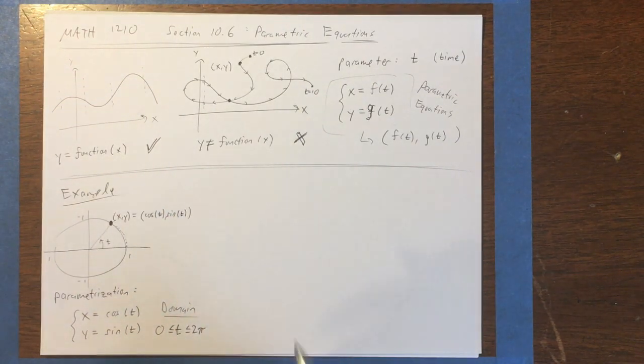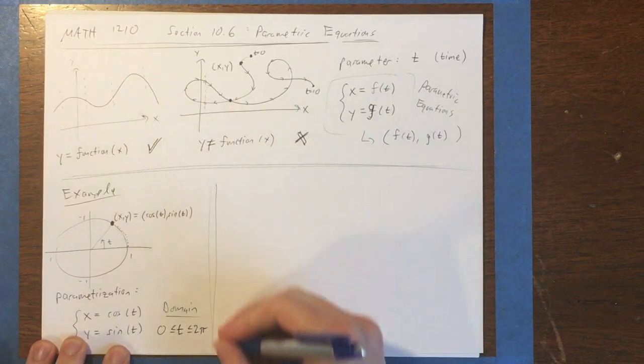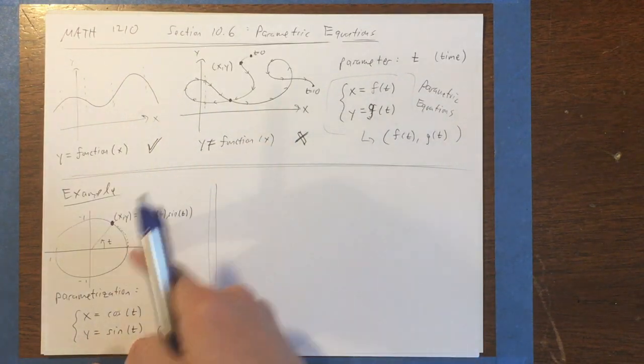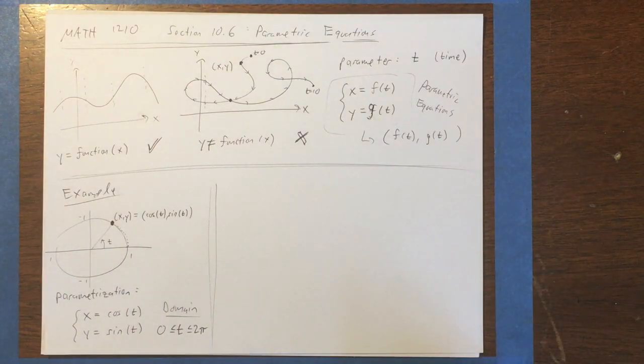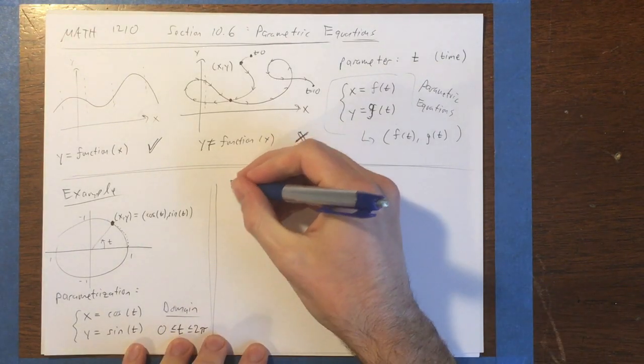So that is a nice simple parameterization of a unit circle. And I'll show you later how you can take that parameterization and adjust it to give you a circle of any radius, or in fact, a circle centered at any point, or in fact, an ellipse centered at any point. We'll get into that soon enough.